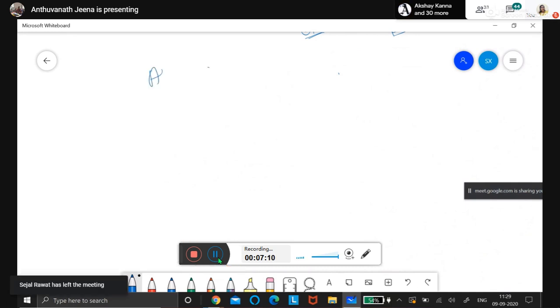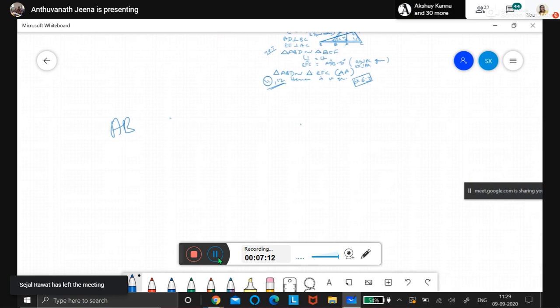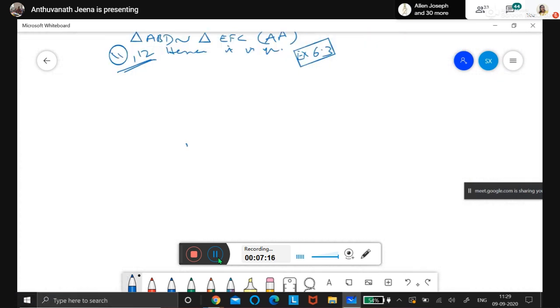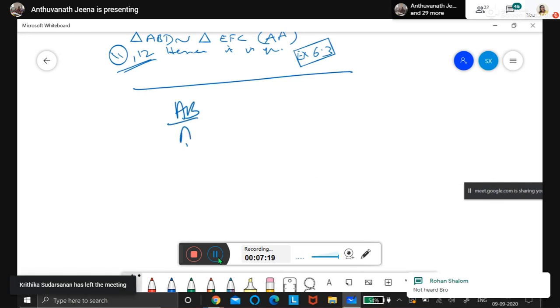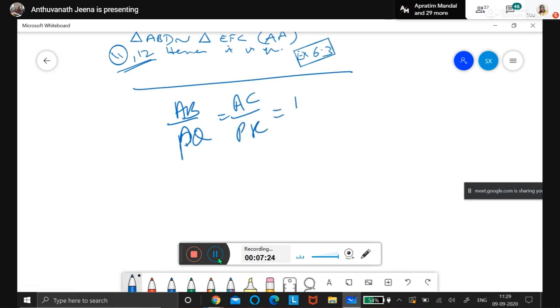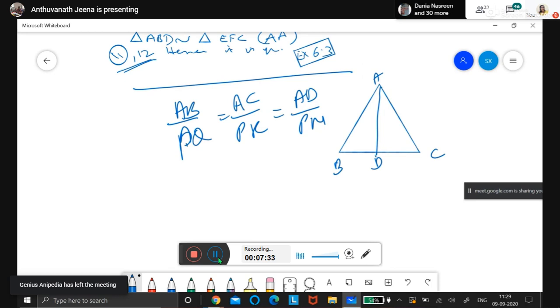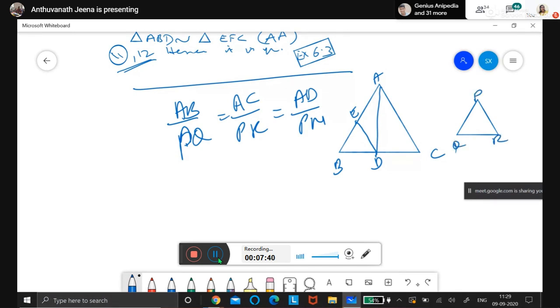So it's given AB by PQ is equal to AC by PR is equal to AD by PM, ma'am. Yeah, correct. Thank you. So what we are doing is we take a midpoint. So this is A, B, C. AD is a midpoint. Then we take one more midpoint E. Similarly for the small triangle PQR, we have a midpoint PM and then one other midpoint S.